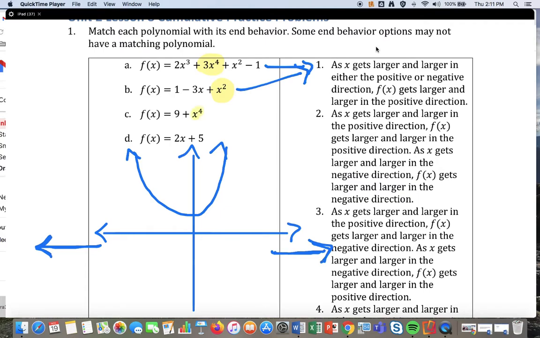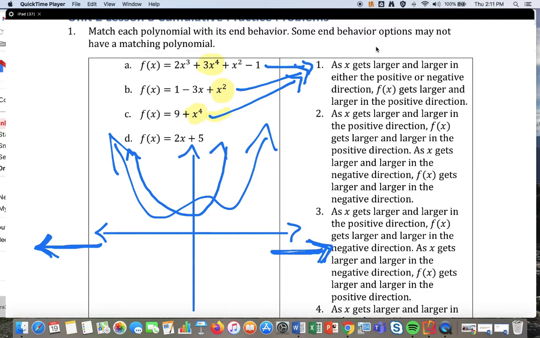And it looks as though that's going to happen with letter C as well. We have an even degree, so end behavior is going to be the same on both sides of the y-axis there. And there's a positive coefficient there, so it's going to be getting larger and larger positively as x goes this way, and as x goes this way, f of x is going to be going up on both ends. So end behavior is the same for even numbered degrees, and it's the opposite for odd numbered degrees.